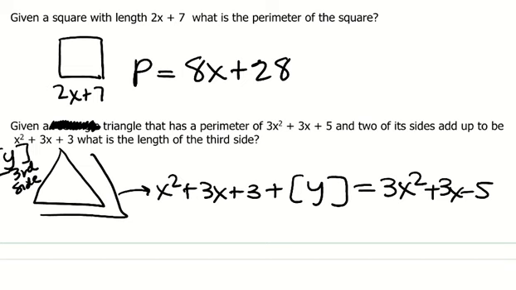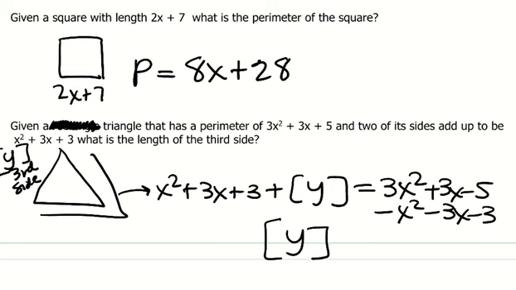So what I'm going to do to get this perimeter is I'm going to subtract x squared, I'm going to subtract 3x, and I'm going to subtract 3. And so I'll say that third side is going to be 2x squared minus 8. So that's definitely the type of question you could see on the quiz next time of these geometry type problems.